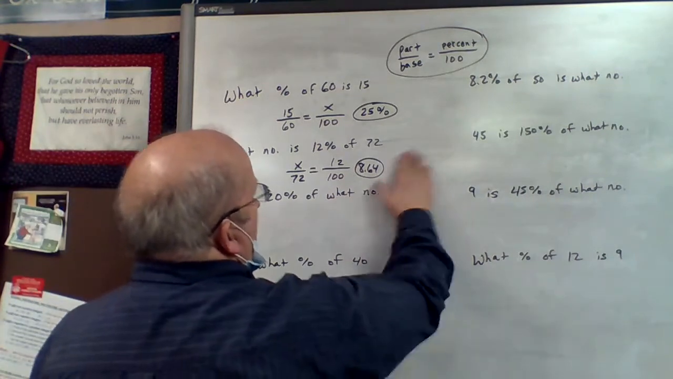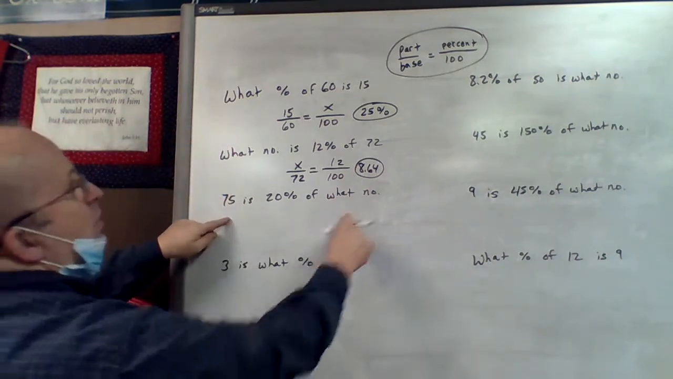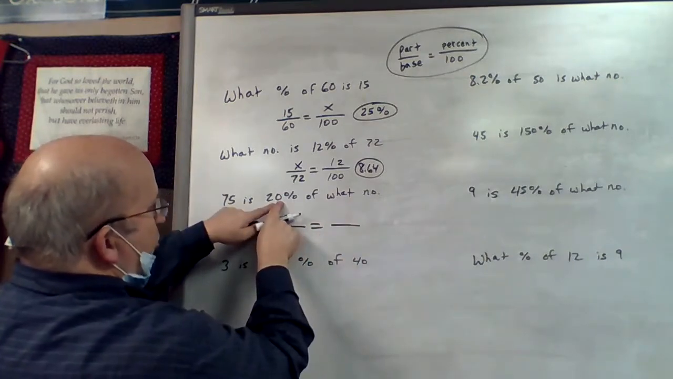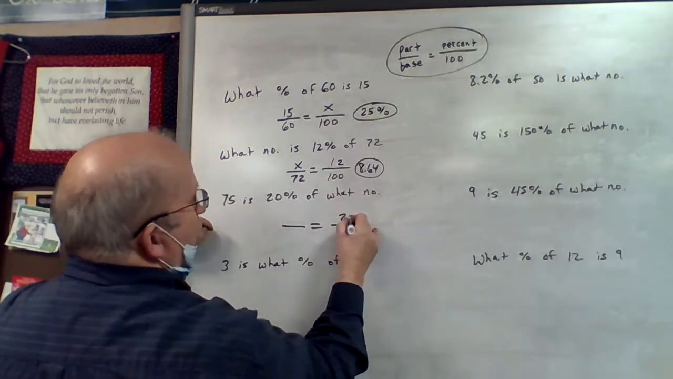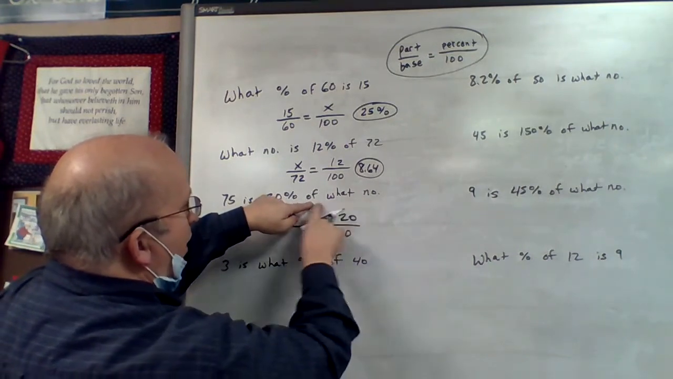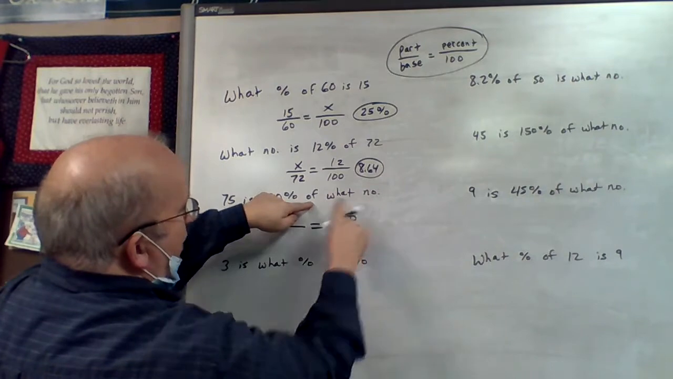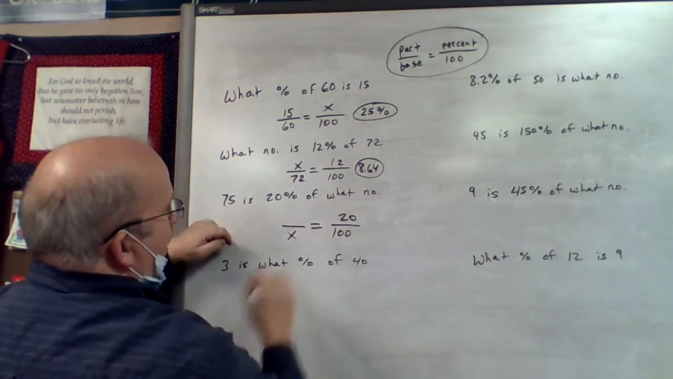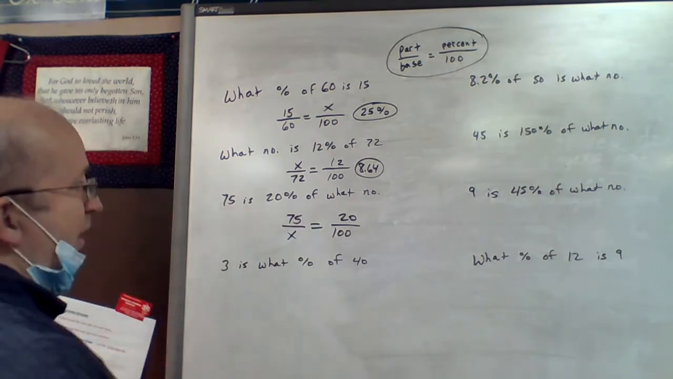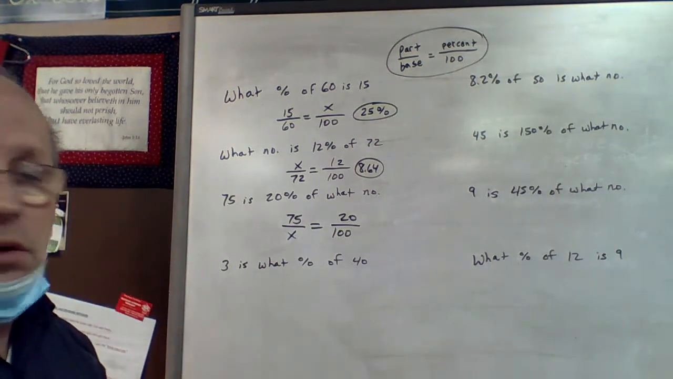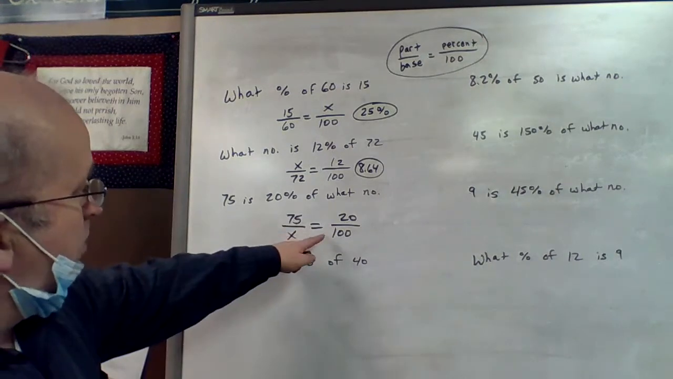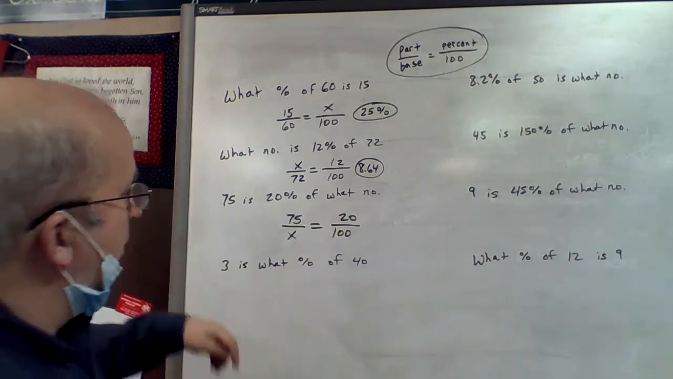Let's go on to the next one, right here. Use that proportion. Got 20% here, so I'm going to write 20 over 100. Hey, this time I don't know the number that follows the word of. Do you see that? So that means my x goes down here, and 75 has to go here because it's the only place it can go. Now what do we do? Solve the proportion. Cross products, multiply the cross products, and divide by the remaining number.